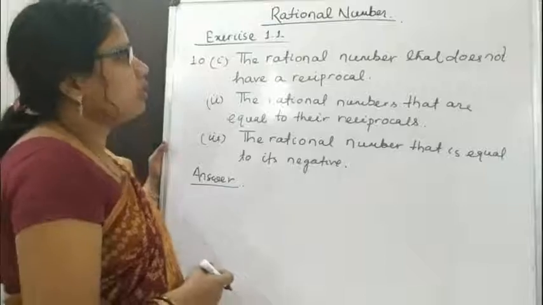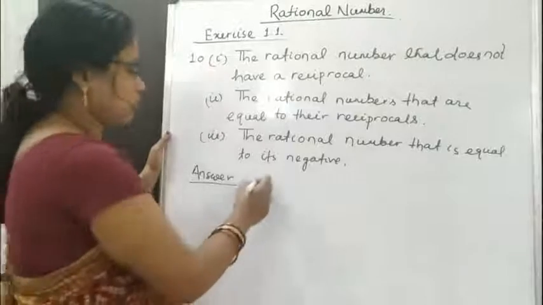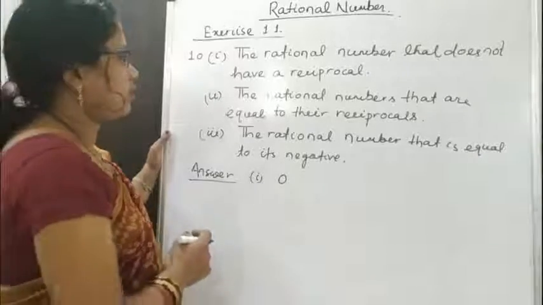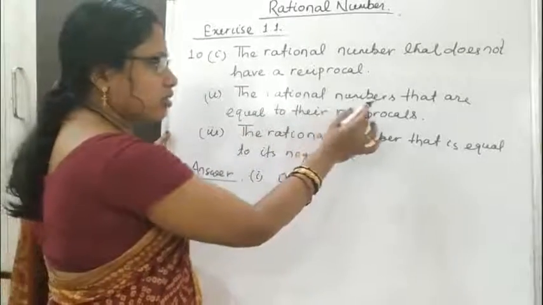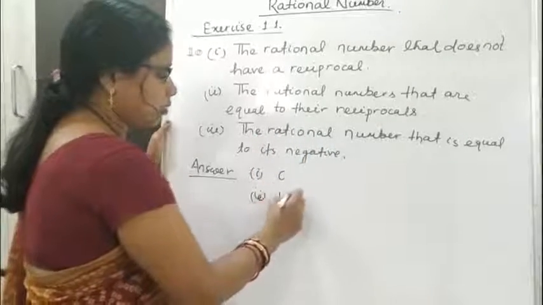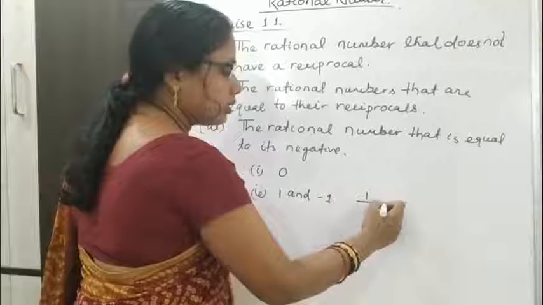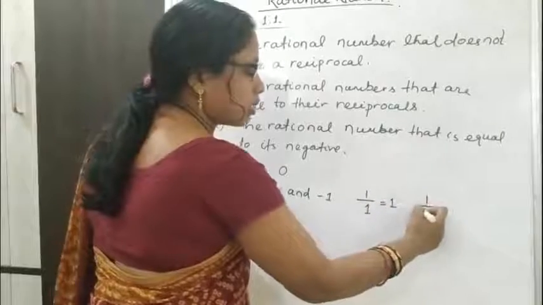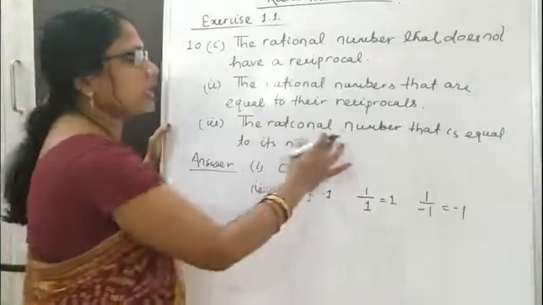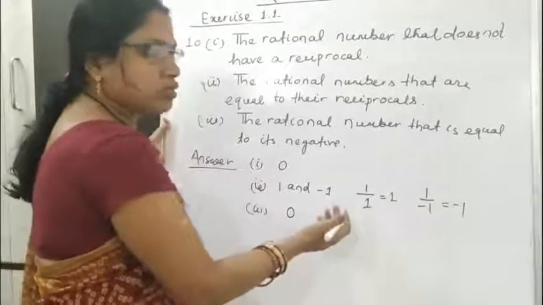Next, question number 10. The rational number that does not have a reciprocal. So the answer is 0. 0 has no reciprocal because 1 by 0 is not defined. Then second, the rational numbers that are equal to their reciprocals, that is 1 and minus 1. Because 1 has reciprocal 1 by 1, that is equal to 1, and minus 1 has reciprocal 1 by minus 1, which is also minus 1. Then third one, the rational number that is equal to its negative, that is 0. 0 is equal to minus 0.